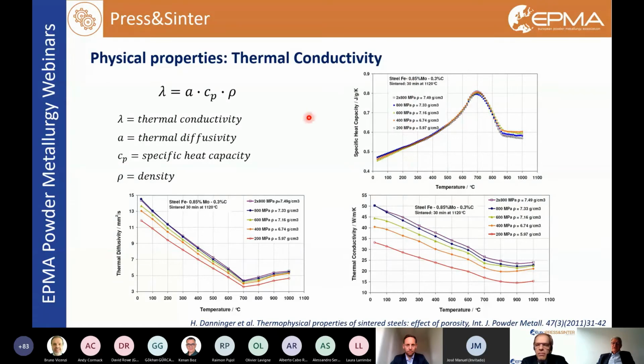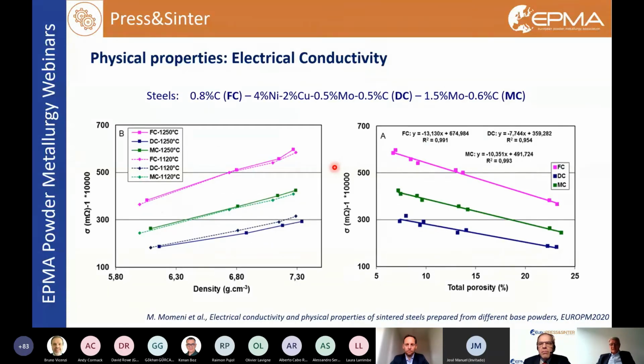And we may observe, as we may expect, that the specific heat capacity doesn't depend on density, while the thermal diffusivity, of course, depends on density. It increases on increasing density. As a consequence of that, the thermal conductivity has a strong dependence on density, as reported in this final diagram. The last property I want to show is electrical conductivity. Again, I'm making reference to a paper recently presented by Momeni at our World Congress last month.